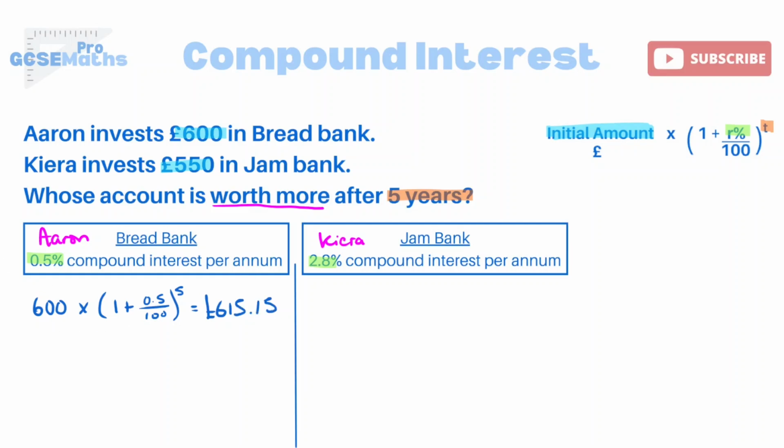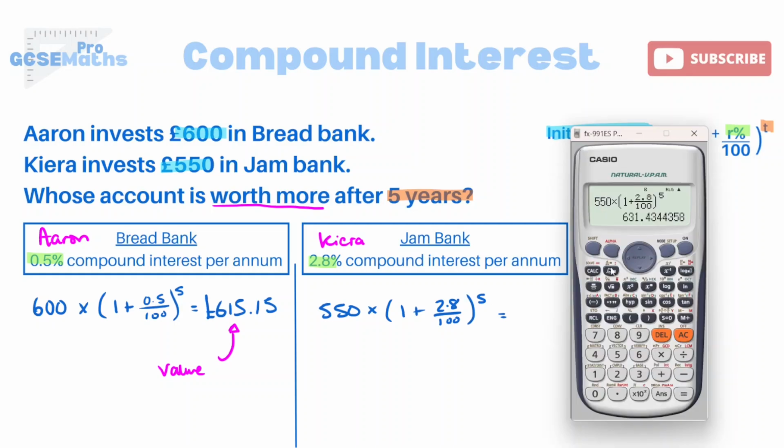Okay, so that's the value that Aaron has after 5 years. So obviously that includes the 600 initial amount plus his interest. So now let's do it for Kiera. So 550 times 1 plus 2.8 over 100, also to the power of 5. Then we put that in the calculator.